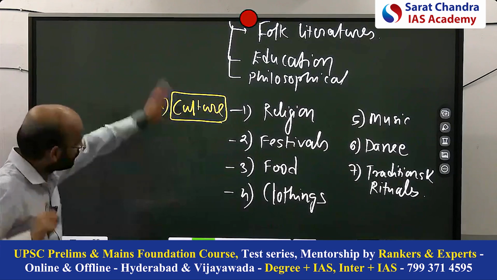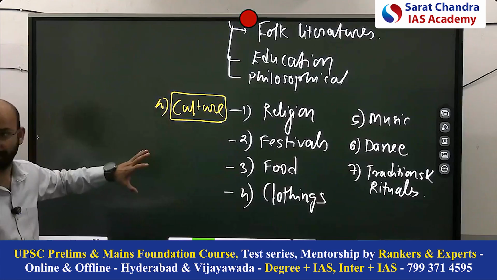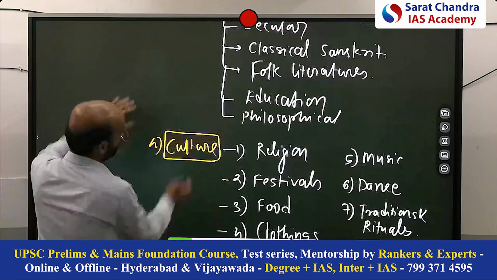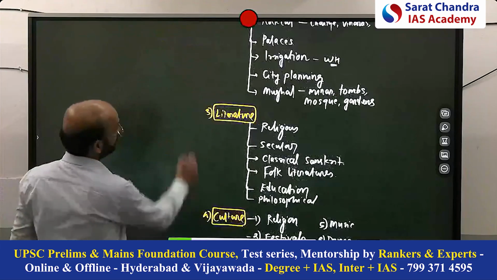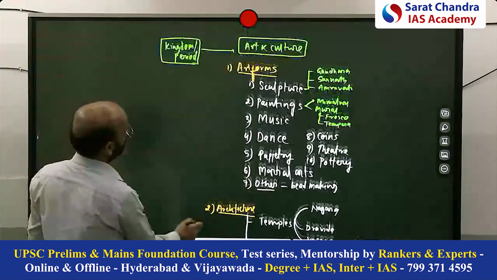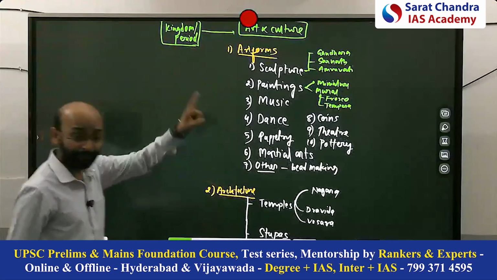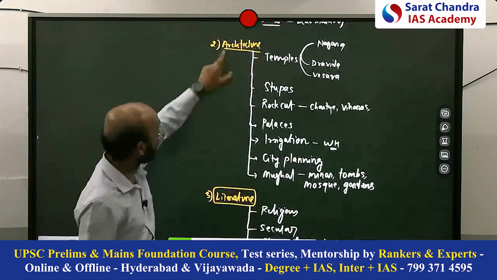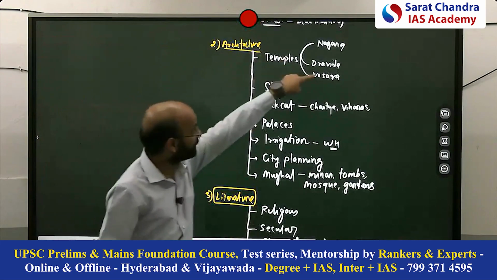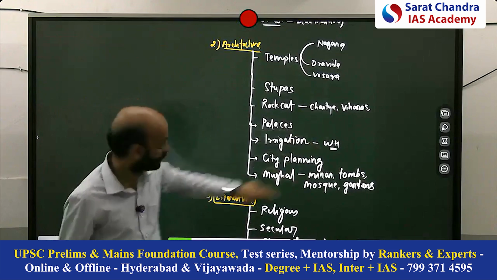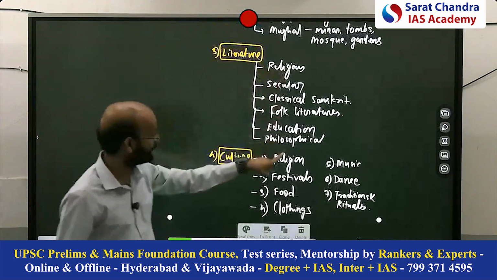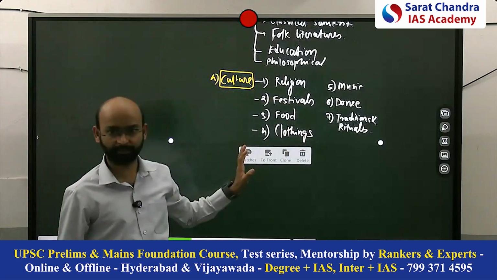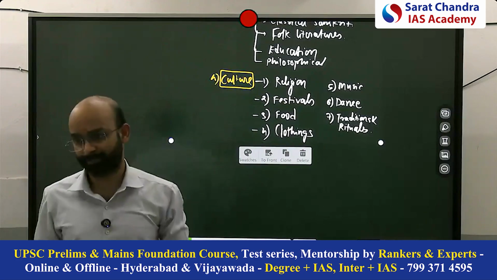Okay. So these are the features, I mean the classification of art and culture. If they ask about art and culture, you have to bring all these aspects. If they ask particularly about art forms, bring this dimension. If they ask for architecture, wherever relevant, bring these dimensions. If they ask for literature, you can create these 6 dimensions. If they ask for culture, you can bring these dimensions. That way you can generate points.